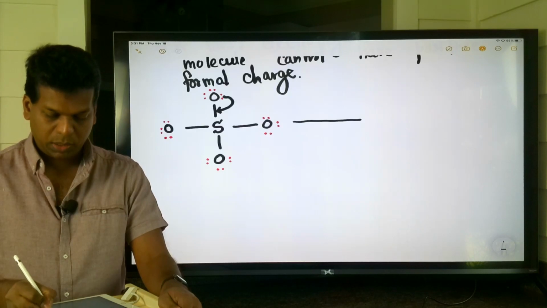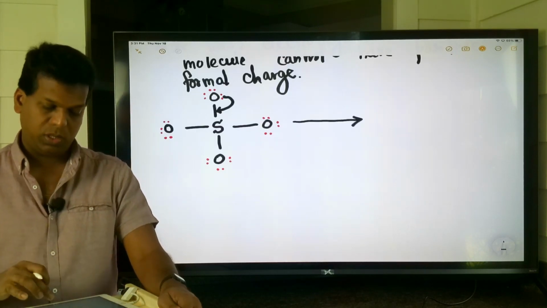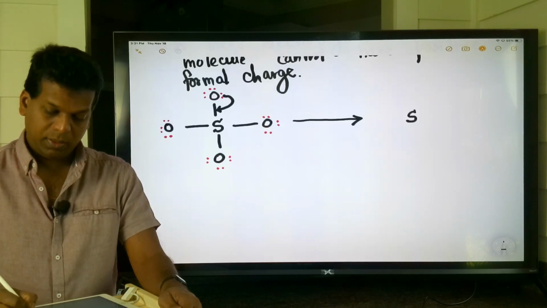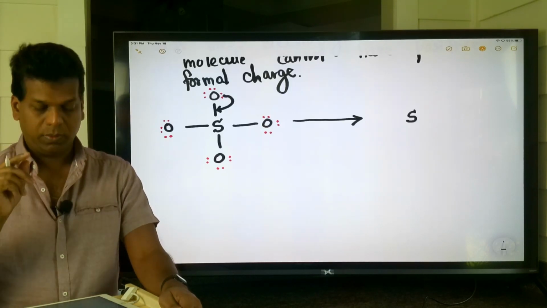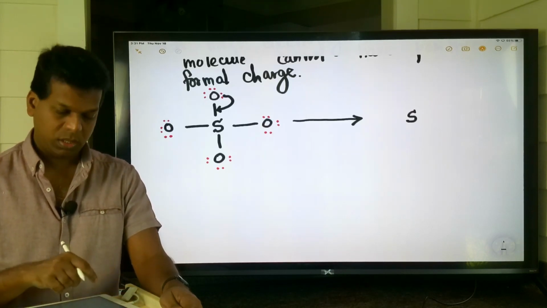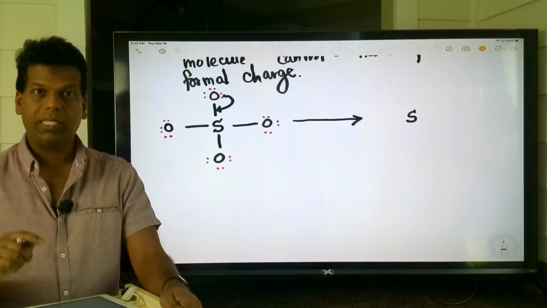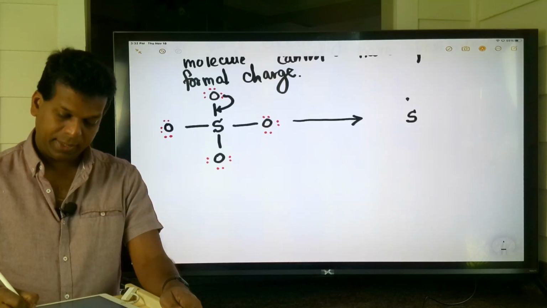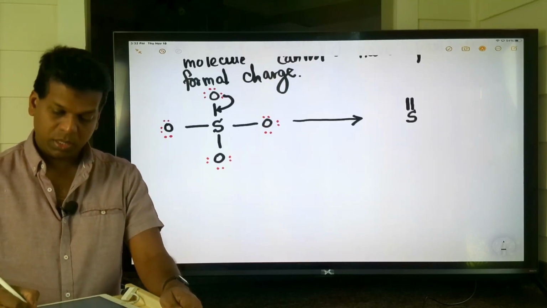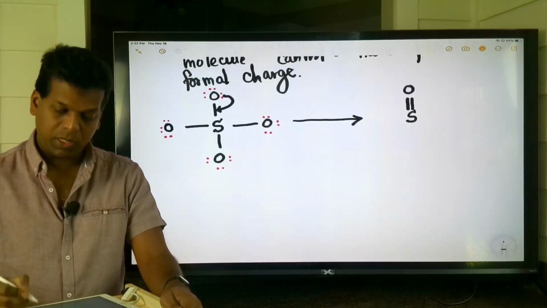If I do share just one pair of electrons from the oxygen, this is what I get, right? So remember what I said, each line is 2 electrons. Now we are giving 2 electrons sharing with sulfur. That means you are adding another line. So it is a double bond. Now you are making a double bond with this oxygen.